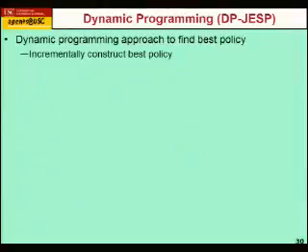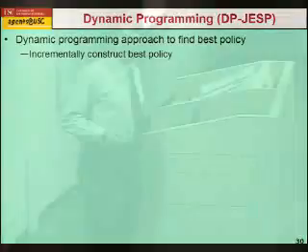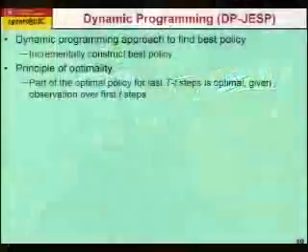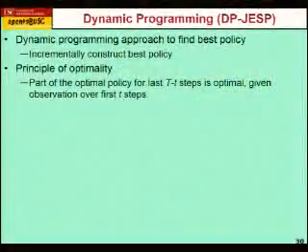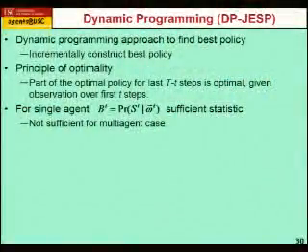Okay, so the idea now is to try and reduce that complexity using dynamic programming. This is going to rely on the fact that you can incrementally construct the best policy. Basically, the optimal policy for the last T minus t steps is optimal given the observations over the first t steps.